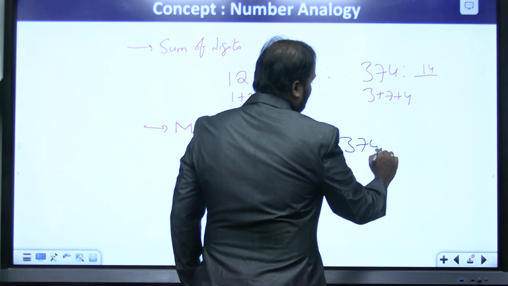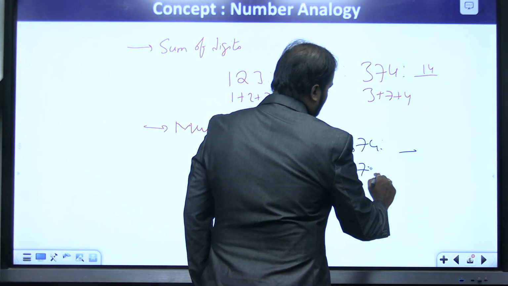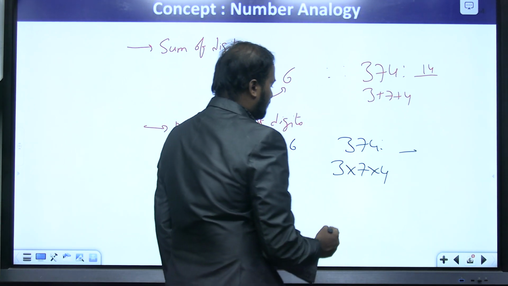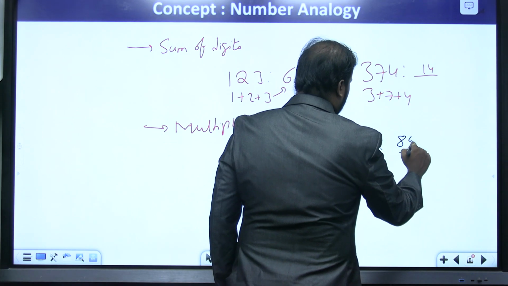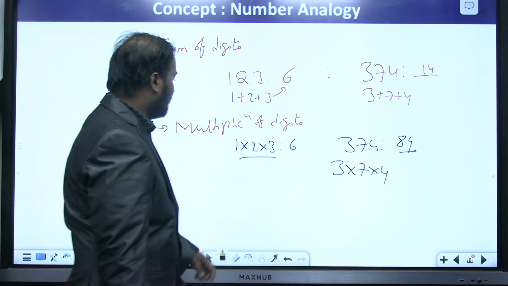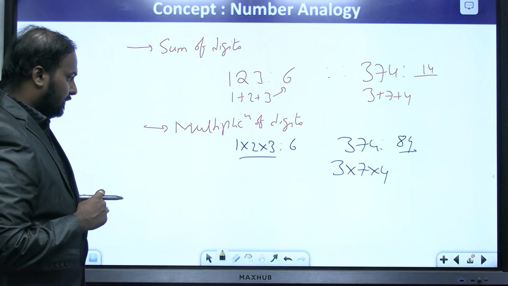Similarly, now the answer will become something like this. For example, 374, how much? So simply I can write like 3 into 7 into 4. So obviously 7 3s are 21, 21 4 times. Obviously your answer is 84. So like this, you can see expected questions from the multiplication of digits as well.